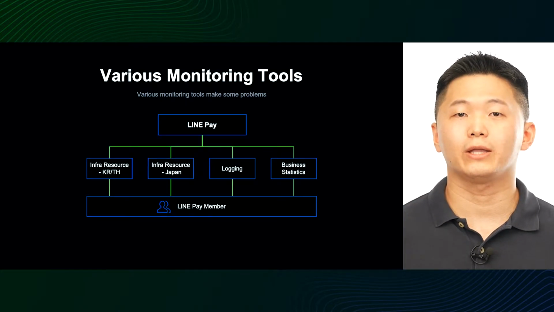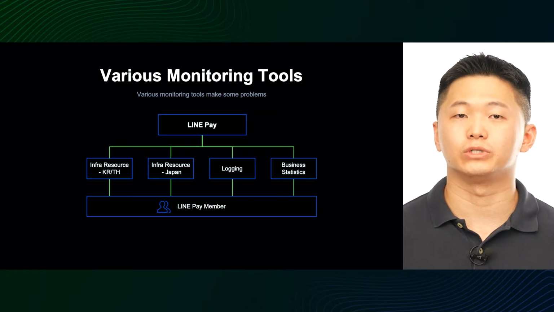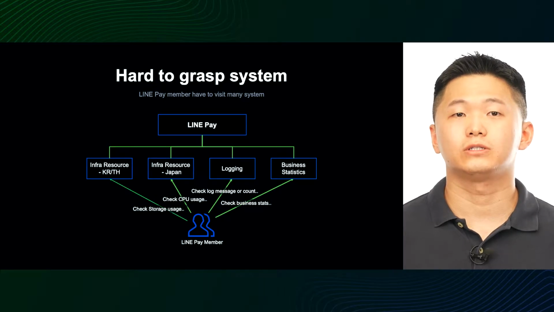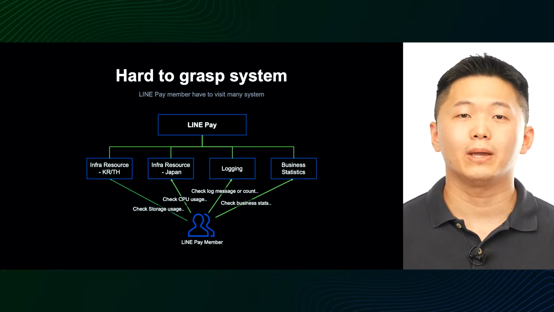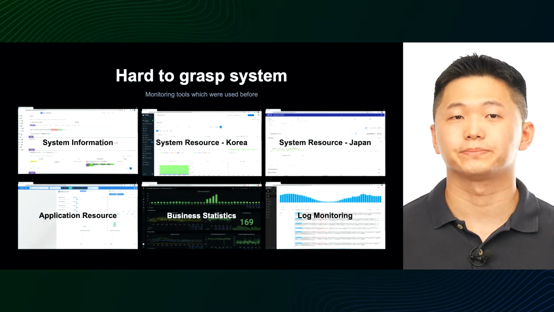As you see, we had various monitoring tools. There are infra resource monitoring systems in each country, a log monitoring system, and a business monitoring system. Monitoring with various tools had made some problems. First, it is hard to grasp the whole system at a glance. Line Pay members have to visit many systems to find what they want to see.